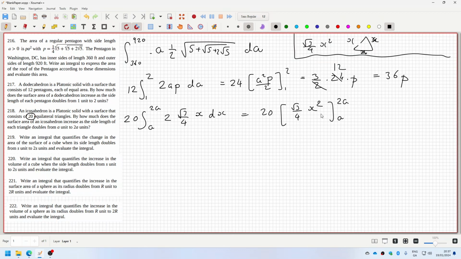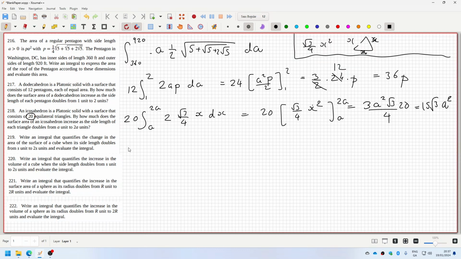Okay, so that would be 4a squared minus 1a squared. So that would be 3a squared times root 3 over 4 times 20. So it's 20 times root 3 divided by 4, times 4a squared minus 1a squared. So that's 3a squared. So that is 15 root 3 a squared. Unfortunately, I don't have an answer at the back to check for that one.